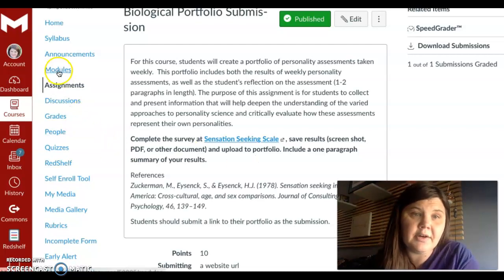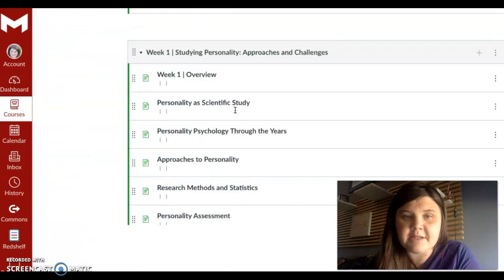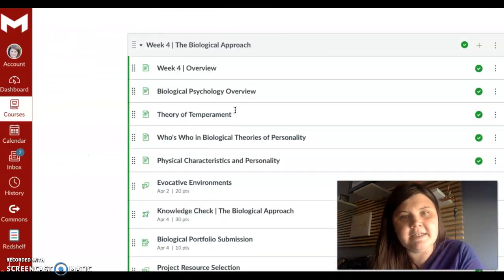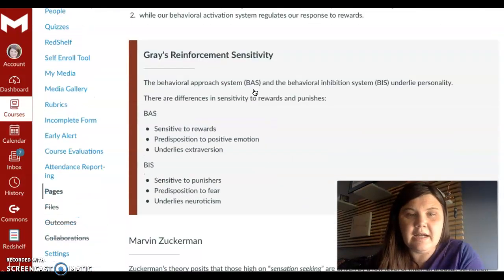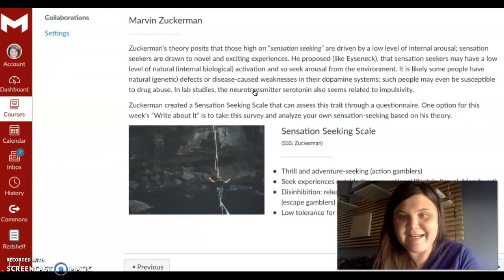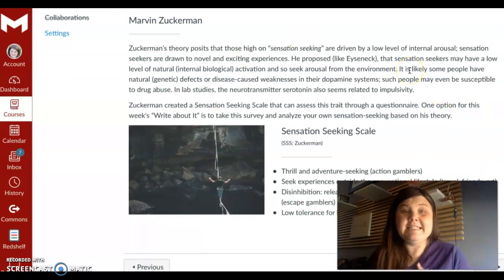So I'm going to go over to modules, and I'm going to scroll down here into the biological approach, and I'm going to go to Who's Who. So if you scroll down, you're going to read about Zuckerman, and this is the scale that we're talking about. So Zuckerman has this theory that personality traits like sensation seeking, like wanting to get more excitement in your life, are actually driven by a biological low level internal arousal.